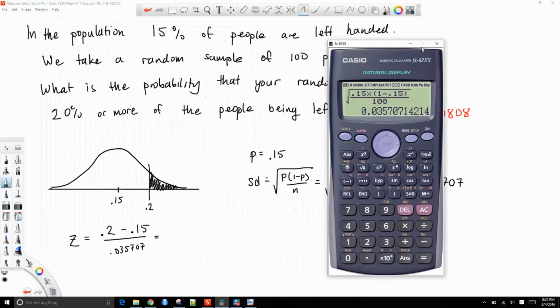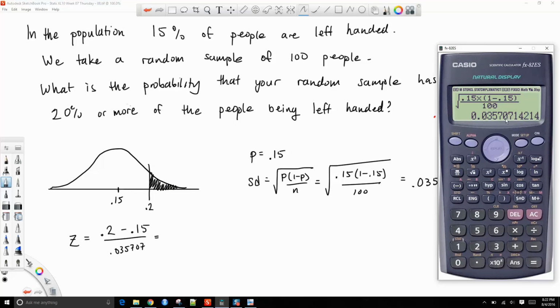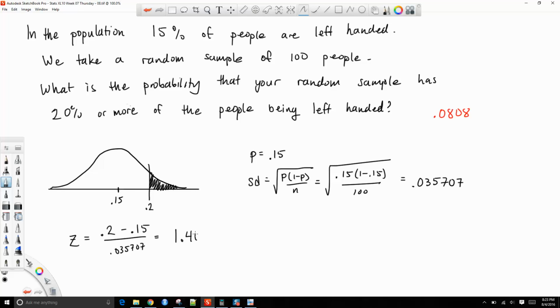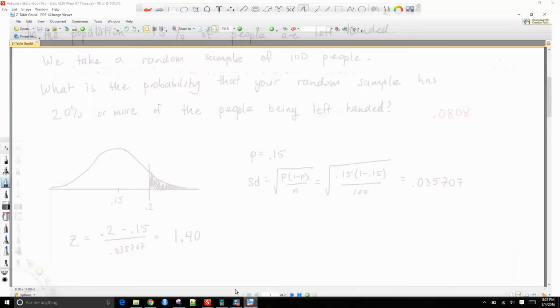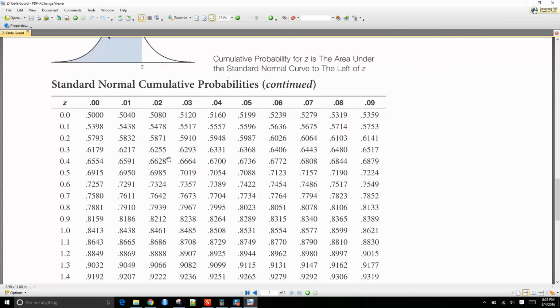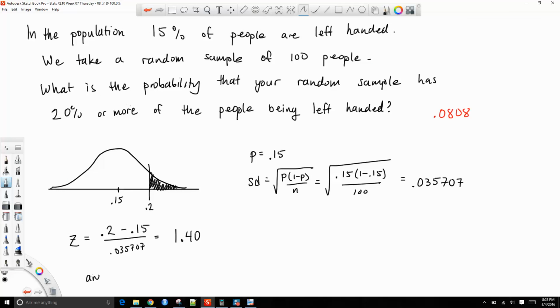I have that punched in already, so I'm not going to bother retyping it. I'm going to use the answer key. So I'm going to do parentheses 0.2 minus 0.15, close my parentheses, and divide by the answer button. I hit equals, and I get 1.40028. So I get a z-score of 1.40, rounding off to 2 decimal places. At 1.40 in the z-table I have 0.9192.